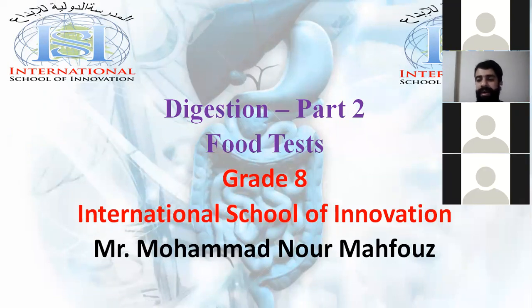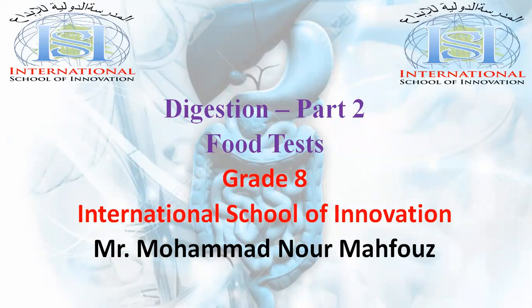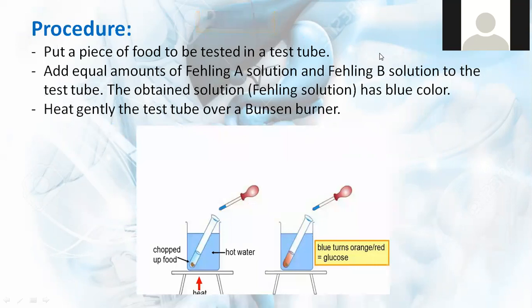Okay, Adam, you're raising your hand. Good morning. If I told you what are the steps of the Fehling test, can you give me the steps? First, we put equal drops of Fehling A and Fehling B. Then we heat the test tube over the Bunsen burner. Okay, thank you, Adam.